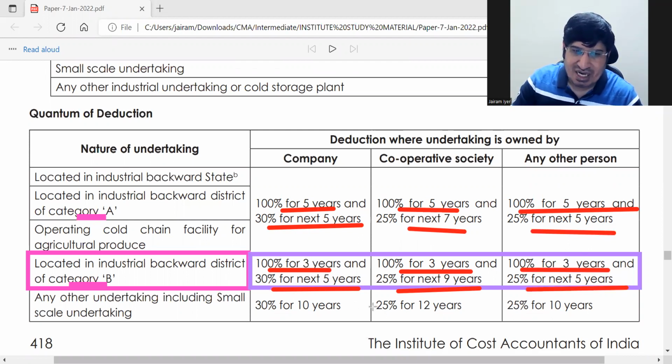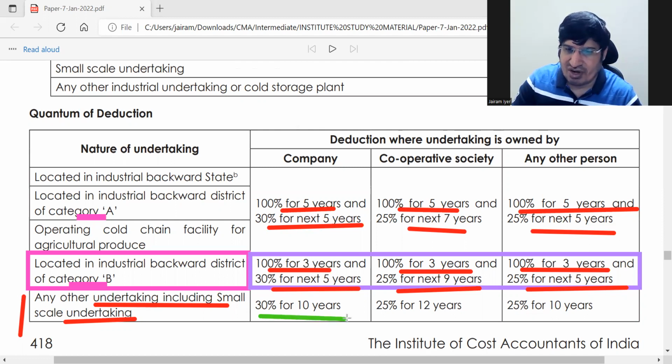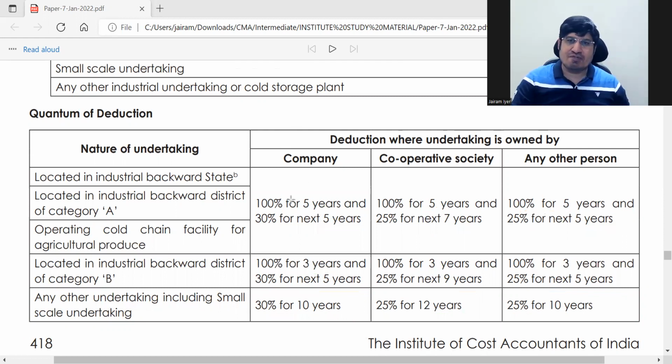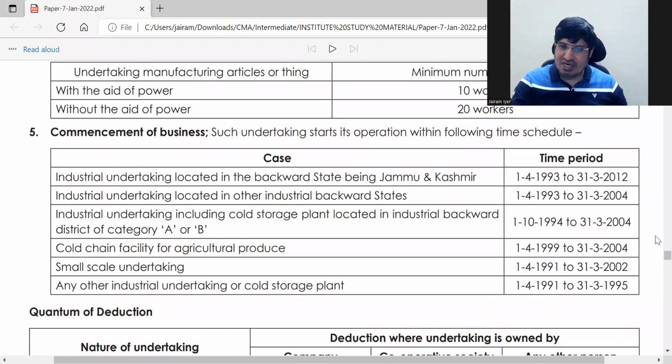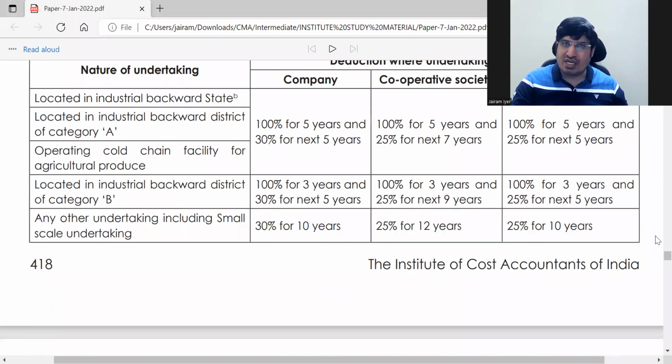Okay. Last is any other undertaking, including small scale undertaking. This is the residual section. Okay, residual part, और इसमें it is directly 30% for 10 years. ठीक है, 25% for 12 years और 25% for 10 years. ठीक है, straight up. बस ये है. तो ये काम आ सकता है. This table can be useful. So ठीक है, ये ऊपर का this date and all, just ignore it fully. Okay, don't go for dates at all in any of these sections.